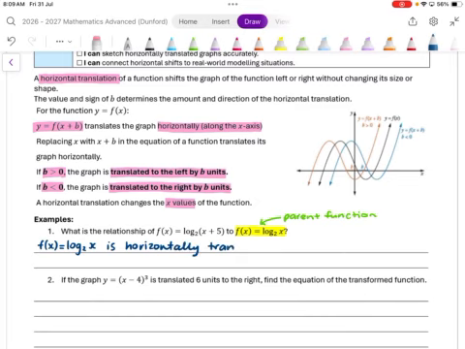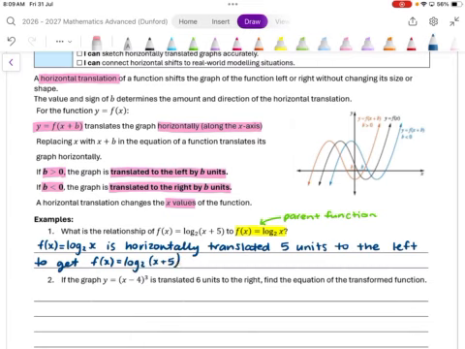translated 5 units to the, which way do we think we're going? The left. Okay, so if it's positive, it goes to the left. If it's negative in there, it goes to the right. It does the opposite of what we expect it to do. It goes to the left to become f of x equals log base 2 of x plus 5.